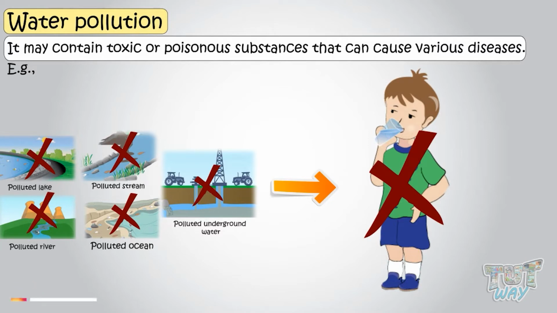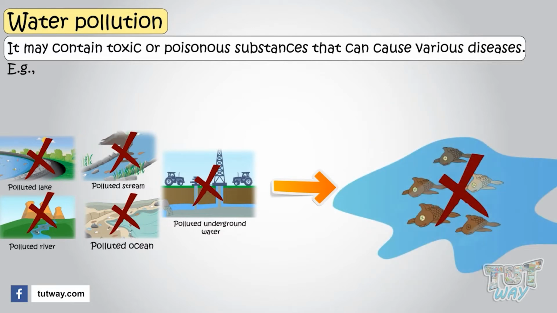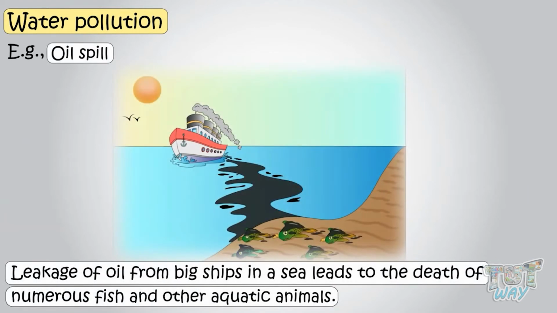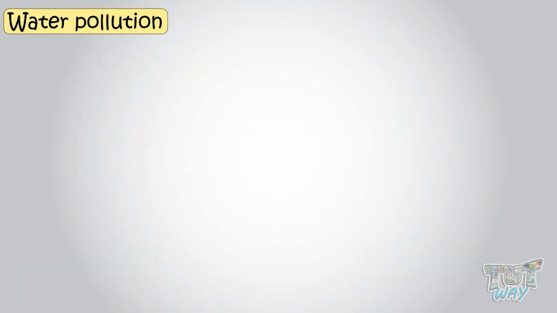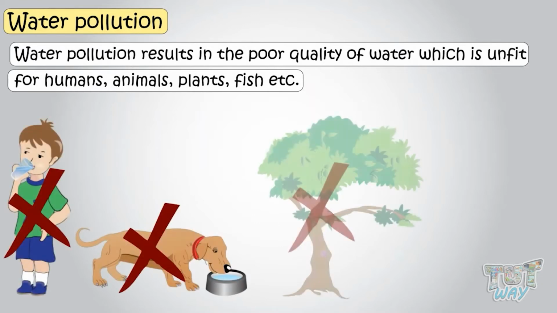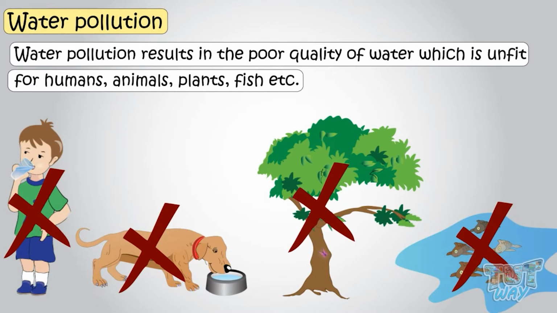that can cause various diseases to those who consume it, and also leads to death of various aquatic organisms in it. Let's see some examples. Leakage of oil from big ships in a sea leads to death of numerous fishes and other aquatic animals. So water pollution results in poor quality of water, which is unfit for humans, animals, and plants.